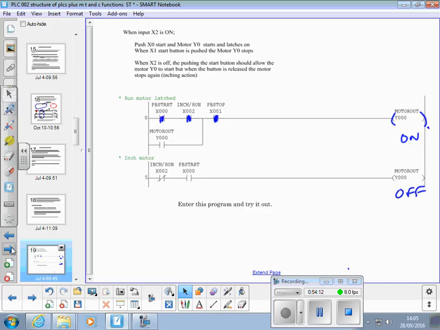And it's all about that scan time, because it doesn't update the output until it's been through all the lines of the ladder program. So you're actually turning that on there, but then an instant later, you're turning it back off again.